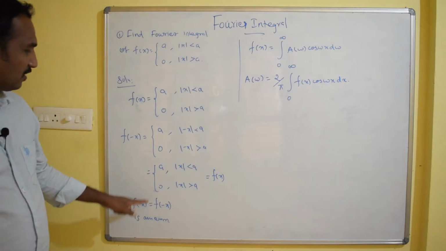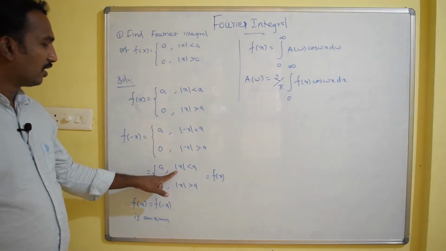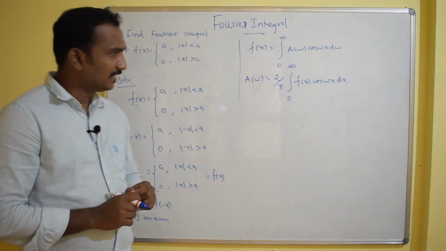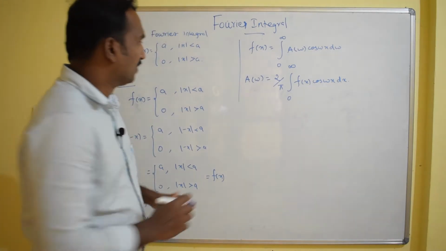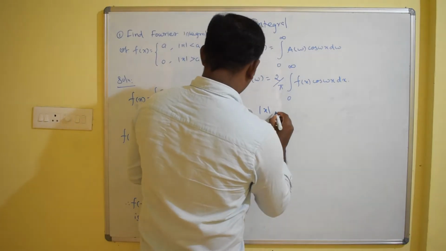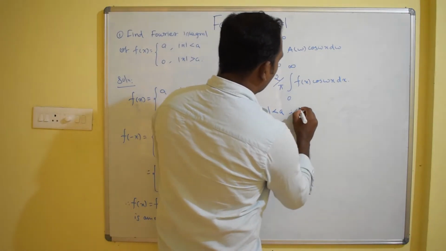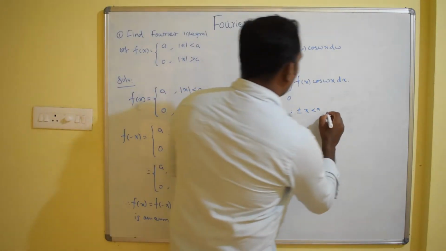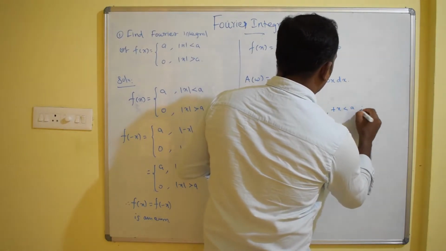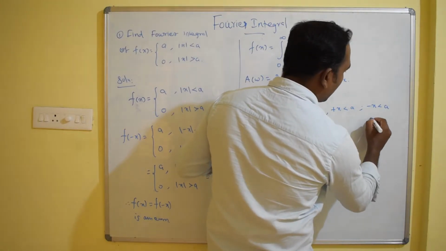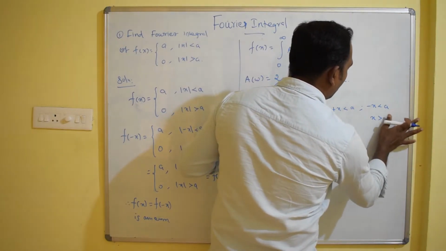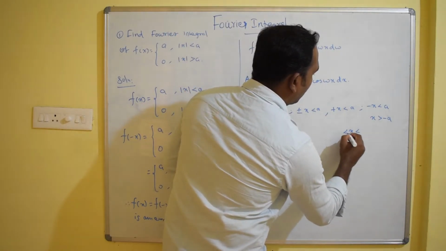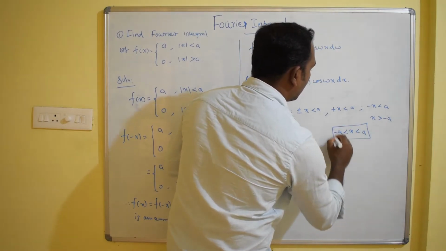Now what is the function here? The first function is a when modulus of x is less than a, and the second one is 0 when modulus of x is greater than a. Next, we need to find the limits. The first one is modulus of x less than a, so this can be written as plus or minus x less than a. So we have two conditions: x is less than a and x is greater than negative a. Therefore this can be written as x lies between minus a and plus a. First limit we got.